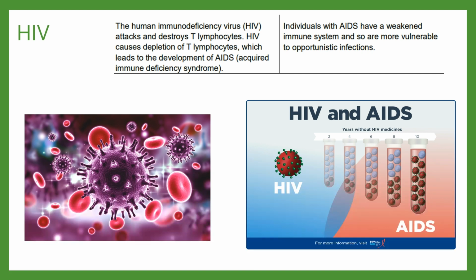Individuals who have progressed to this stage will have a much weakened immune system, so will be much more vulnerable to any opportunistic infections. So even something we would consider relatively harmless, like the common cold, can be deadly under these circumstances.